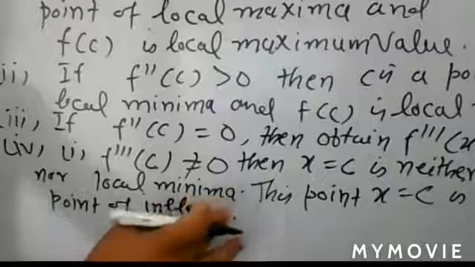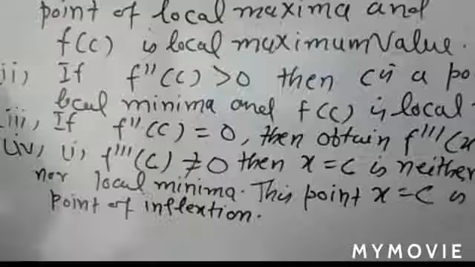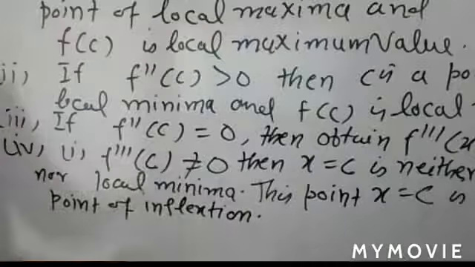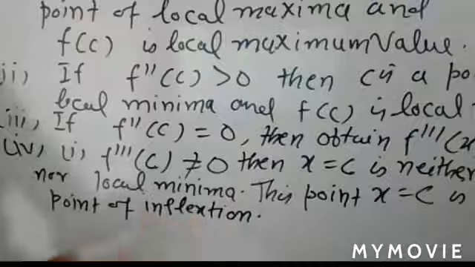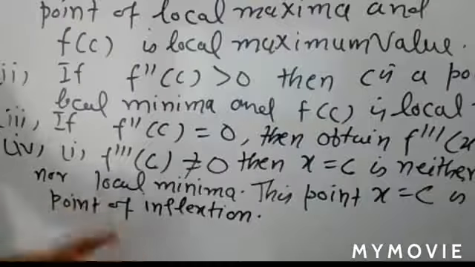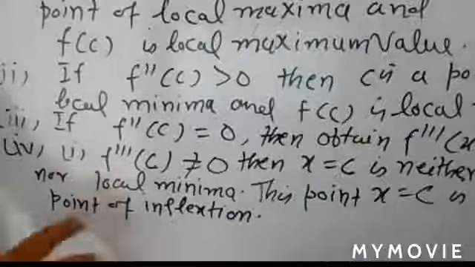Inflection. Point of inflection. Understand? So in this way you have the point of inflection. And if f triple dash c is equal to 0, then you take the fourth derivative and proceed further. So no need to write all that. You only have to write up to the point of inflection, because sometimes there will be a question asking you to obtain the point of inflection. So in this way you can obtain the point of inflection by using up to the third derivative.